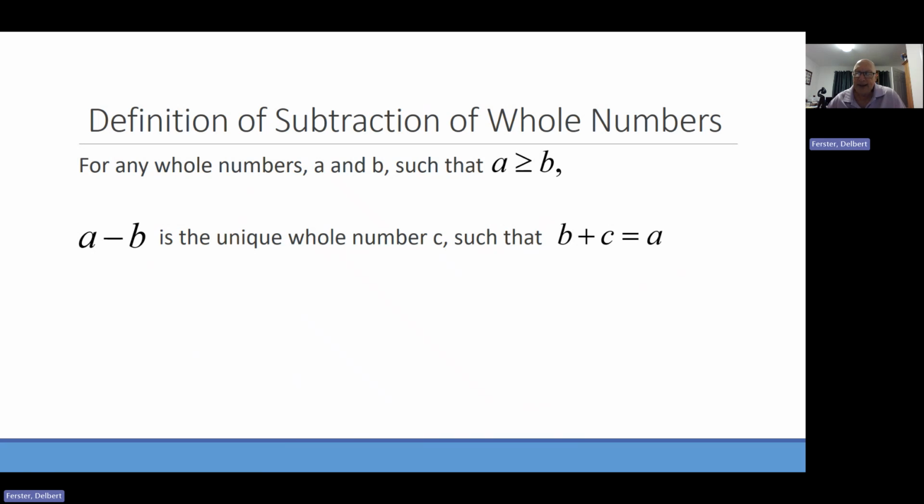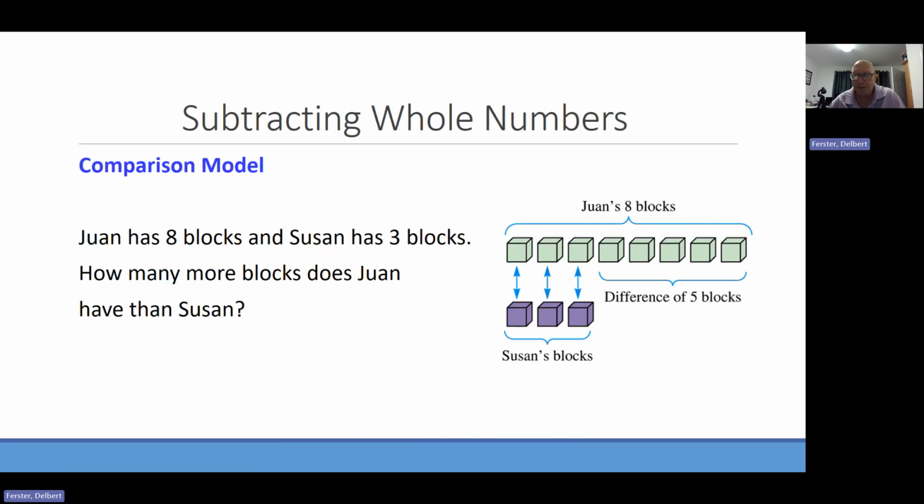All right, for you and I to subtract, if A is bigger than B, the notion of A minus B says there is some unique whole number, all right, it's got to be a positive integer kind of guy, that we could add to B and it would match A.